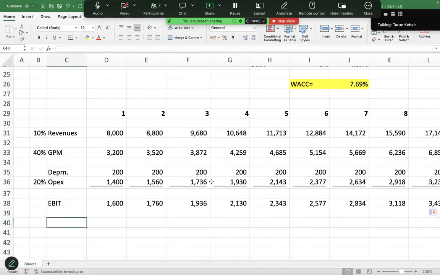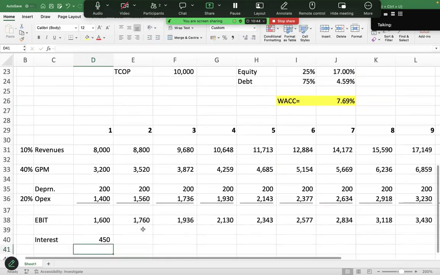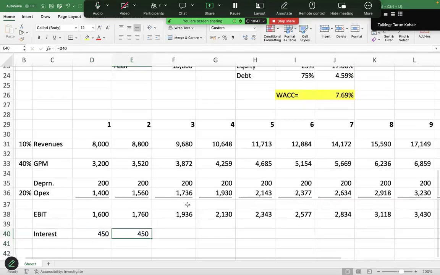श्रद्धा नेक्स्ट आता है इंटरेस्ट. कितना होगा इंटरेस्ट बताओ. यस निपुण. हाँ होना तो चाहिए, होना तो चाहिए. But because it's a small number, no harm ignoring it also. But you're totally right to include it. इंटरेस्ट कितना होगा श्रद्धा? आपका टोटल डेट कितना है? 10,000 का 75%. उसके ऊपर कूपन कितना है? 6%. So that means your interest is going to be 450.